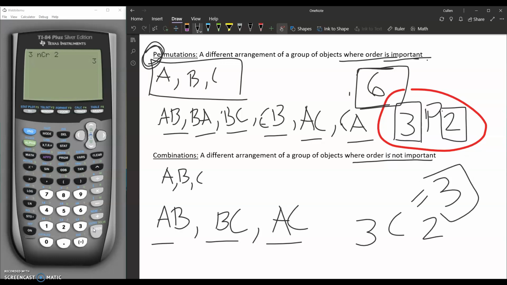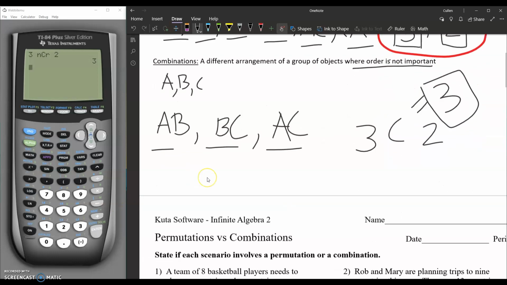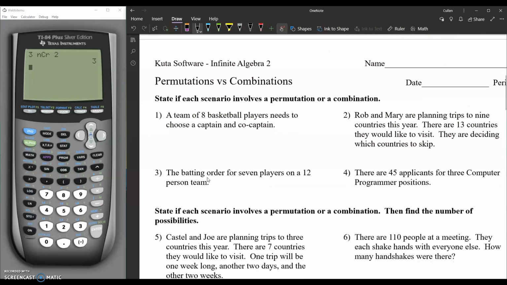Let's go talk about some actual situations now, not just with A's and B's. With real world examples, it should make a little bit more sense. So let's start with the first one. We'll do 2 or 3 of these, or actually we may do all of these just to help a little bit. So state if each scenario involves a permutation or a combination. Let's start with number 1.